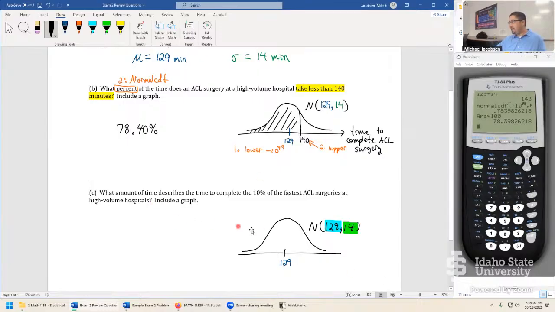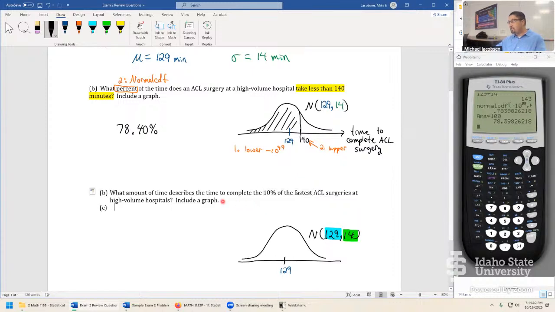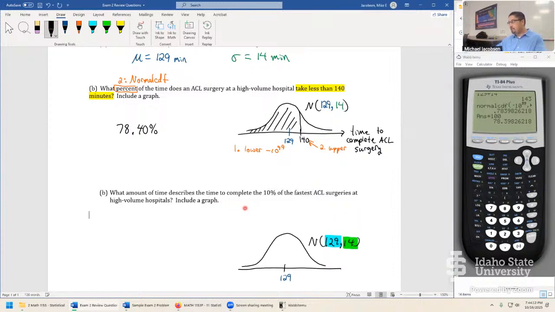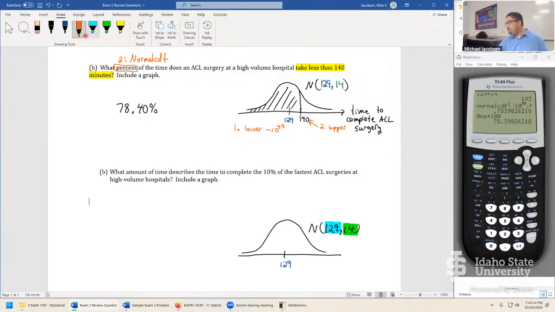Writing this down and thinking of this as a horizontal axis, time to complete the surgery, we can get a better feel for what 10% fastest is going to be. So we have to shade one side. And if it says 10% fastest, we'll shade to it's either to the left or the right. Anyone see what it should be by the context?